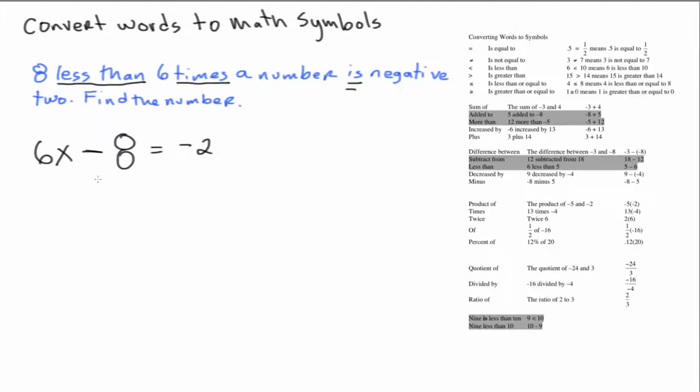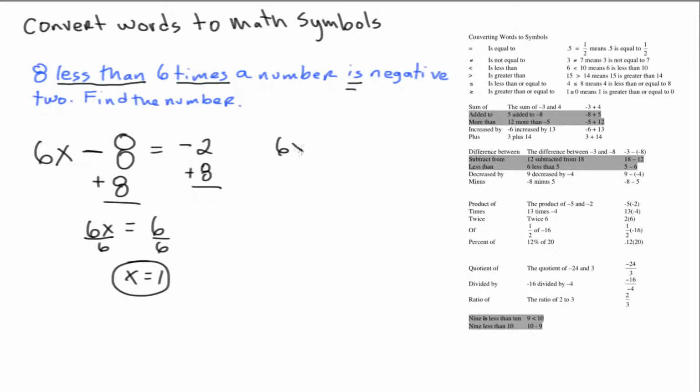So here, pretty straightforward. We add 8 on both sides. We got 6x equals, what do we got? -2 plus 8 is going to give me 6. Divide by 6, divide by 6. X equals 1. And if you want to plug it in, you can.